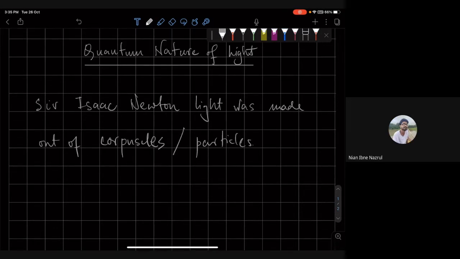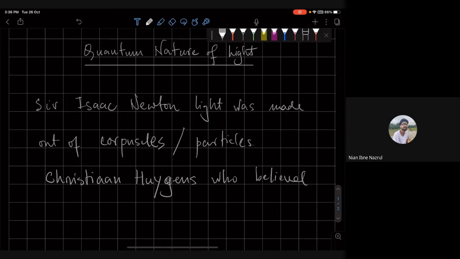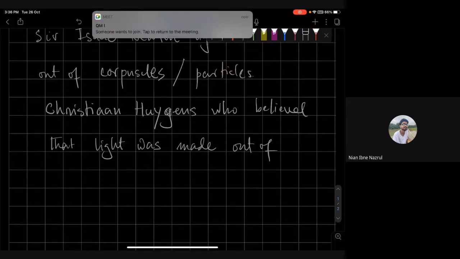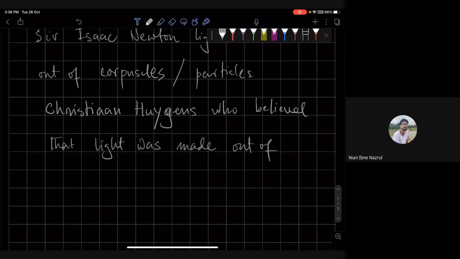Okay. So, during Newton's time, there were others, most notably, I think, Christian Huygens, who believed that light was made out of waves. Okay, and you guys perhaps know about Huygens principle, which is a way to describe the propagation of light by creating wave fronts from light fronts. Do you know about that?